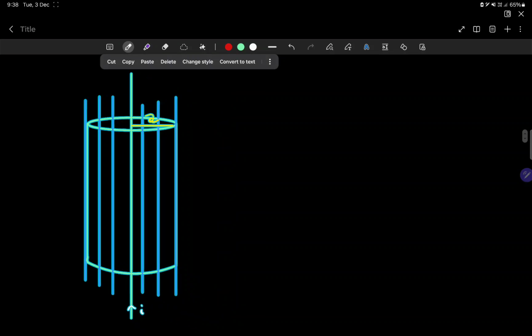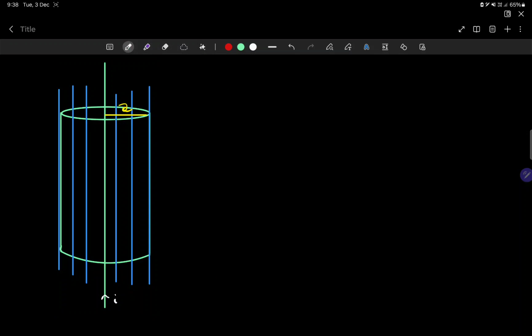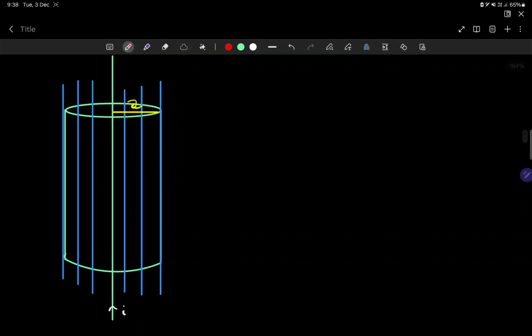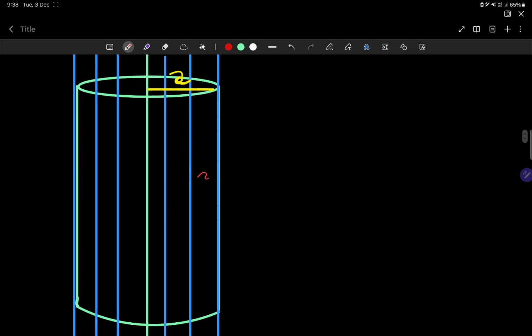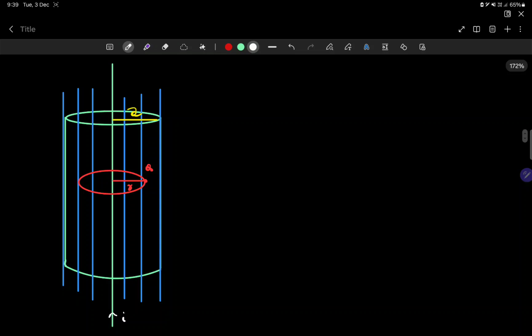In case the point is present inside the cylindrical wire, let Q be another point, which is at a distance smaller r from this axis. In order to calculate the magnetic field at Q, we have to think about an Amperian loop. Yes, this red color circle is our Amperian loop. As per Ampere's second law, again we can use this formula, closed integral B vector dot dl vector equals mu naught into I inside.